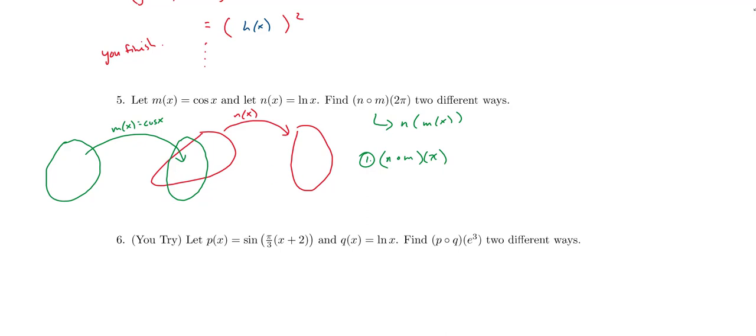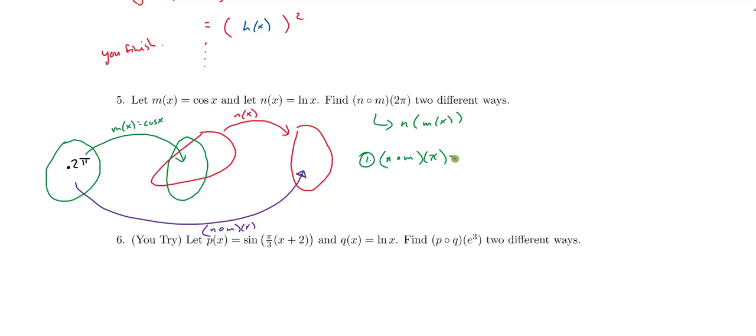That is, I'm going to find the rule that's going to take this value, 2 pi sitting right here, and in one step do both operations. That's going to be our composition step. So n composed with m of x. Okay, so let's give it a shot here.